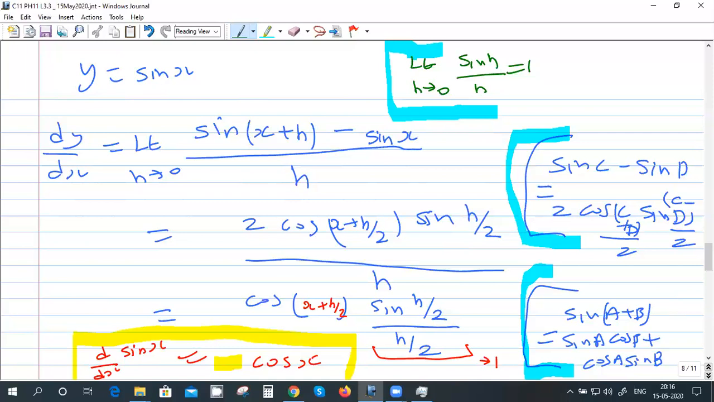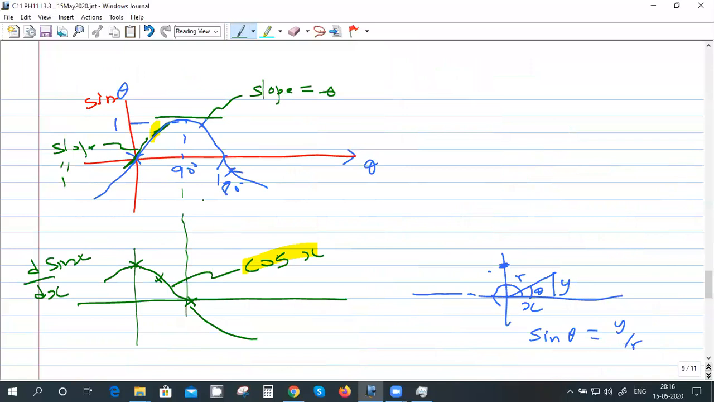The answer will become just cos (x plus h by 2), and when you put h tending to 0, it will become cos x. So here we don't have to use sine a plus b? Actually, that sin c minus sin d formula comes from the sin a plus b formula, which I told you in the maths class. Okay. So you got the result that the derivative of sin x is cos x. Yes, sir. Now we can draw the graph of sin x.